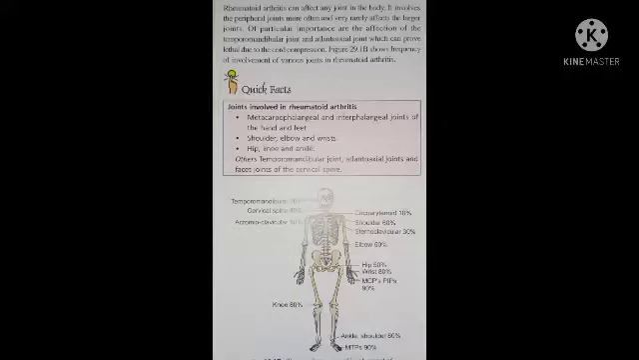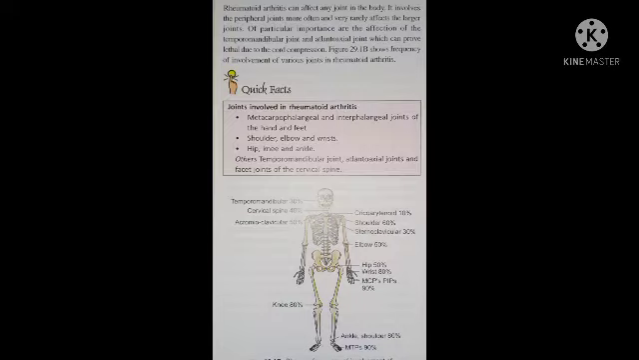Rheumatoid arthritis can affect any joint in the body. It involves the peripheral joints more often and very rarely affects the larger joints. Of particular importance are the affection of the temporomandibular joint and atlantoaxial joint, which can prove lethal due to the cord compression. Figure 29.1b shows frequency of involvement of various joints in rheumatoid arthritis.